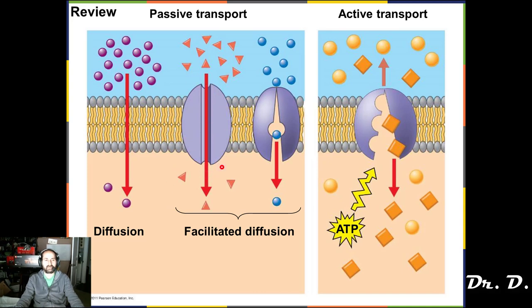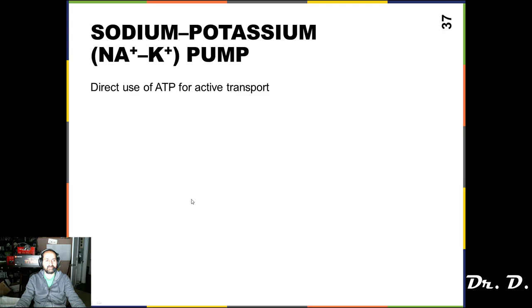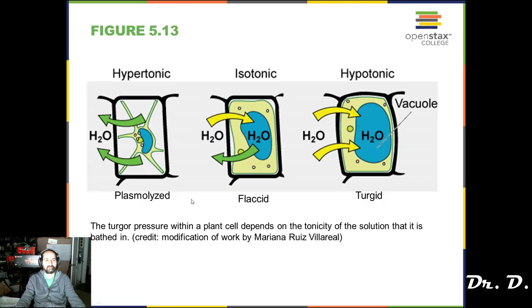These holes aren't just big old holes that let anything cross. They're very specific. What do I mean by that? For example, there is a channel that's specific for water. It only lets water across. And I think that was in a slide from earlier. Let me show you.